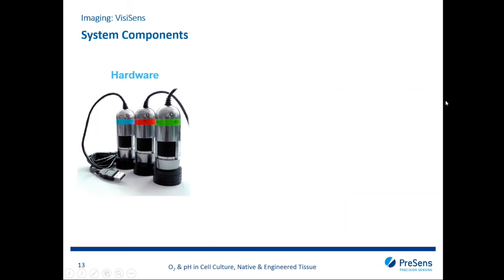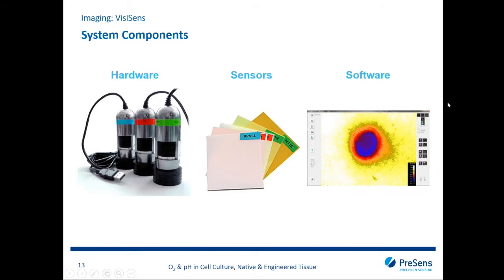The VisiSens system contains three major components. First of all, the hardware, the detector unit, matching luminescent sensor foils, and matching software. As you can see here in this overview, the systems are color-coded, so the oxygen systems are coded in blue, the pH systems are coded in red, and actually we have a third one for CO2 imaging, but in this webinar I will focus on oxygen and pH imaging.